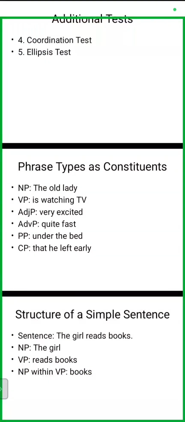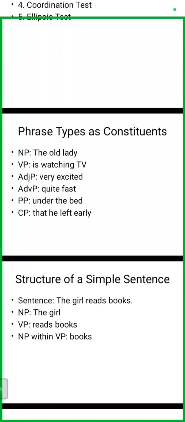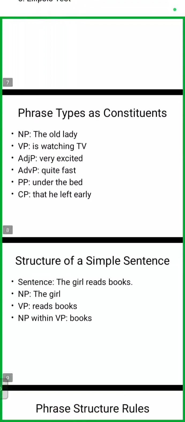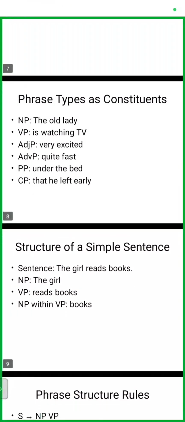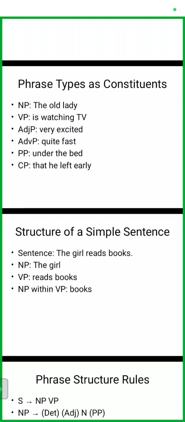Phrase types as constituents. NP, the old lady. VP, is watching TV. Adjective, very excited. Adverb, quite fast. PP, under the bed. CP, that he left early.